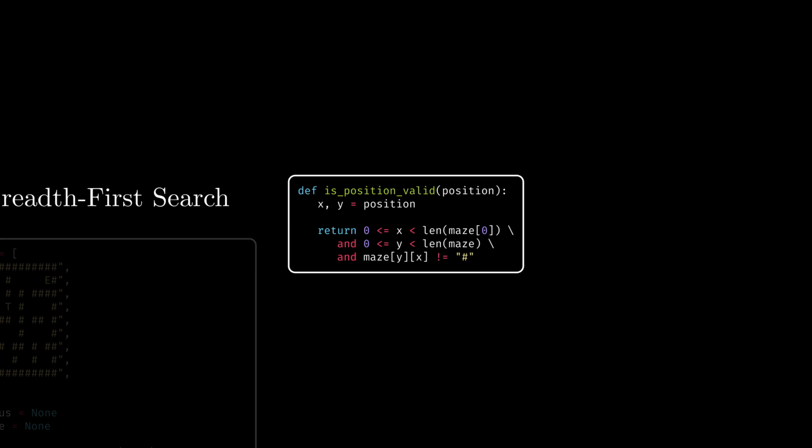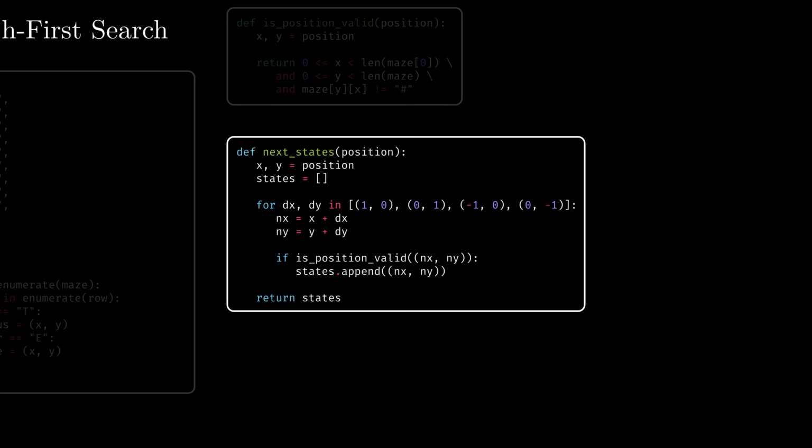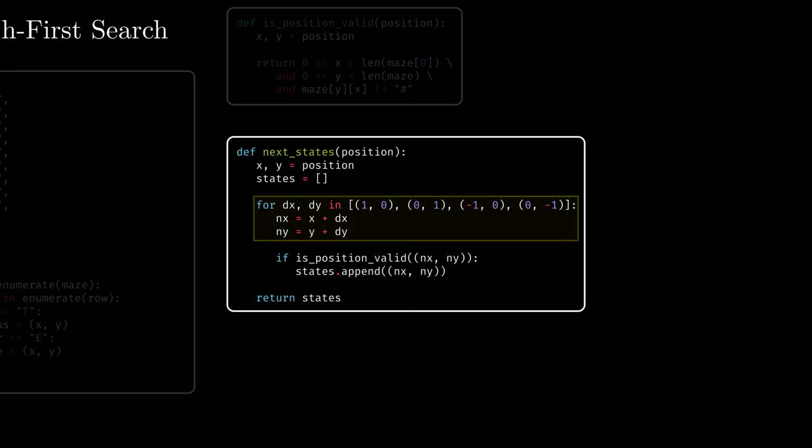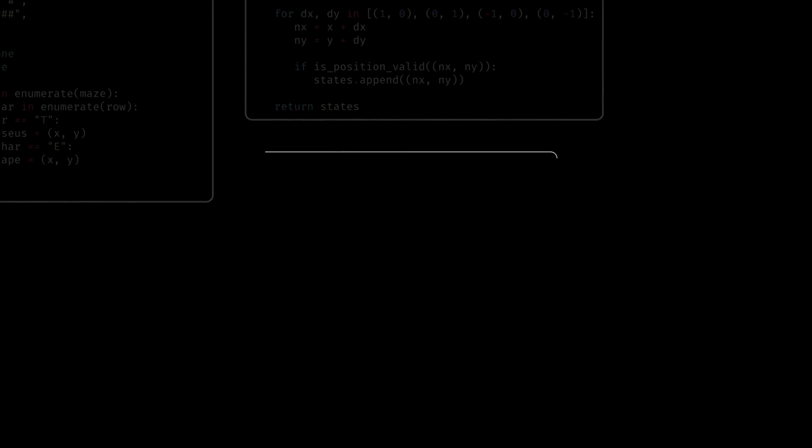From the description of the algorithm, we'll also need a nextStates function that returns the neighboring states for a given state. The function will check each direction, left, right, up and down, and if the new state is valid, it will be added to the list, which is returned at the end. Given these two small functions, we can tackle the BFS itself.